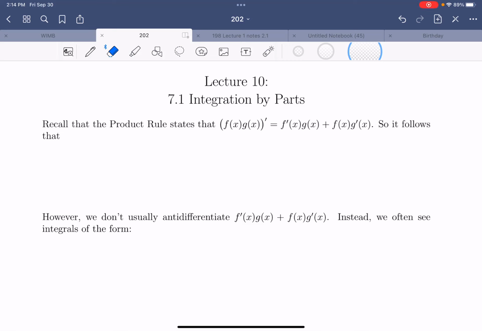Welcome to Lecture 10. This is on Section 7.1, and we're talking integration techniques here in Chapter 7. So this is 7.1, integration by parts.